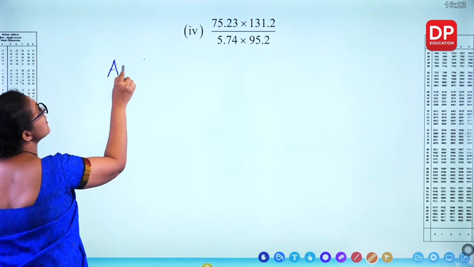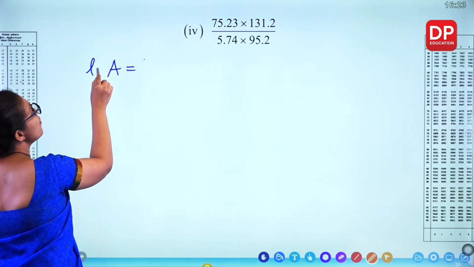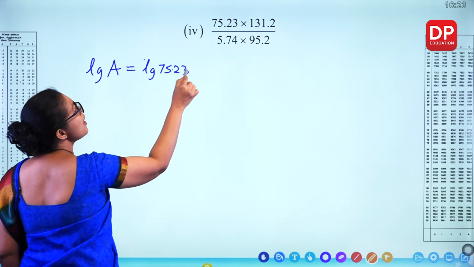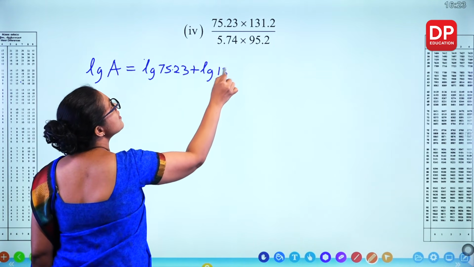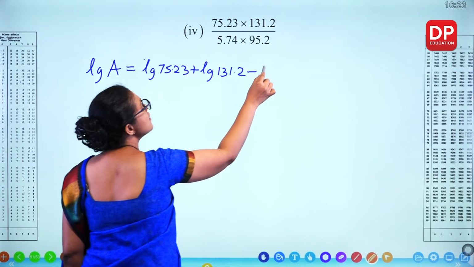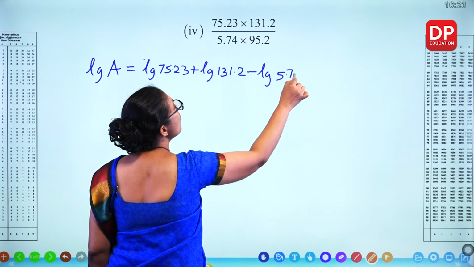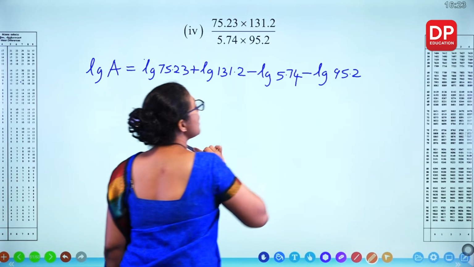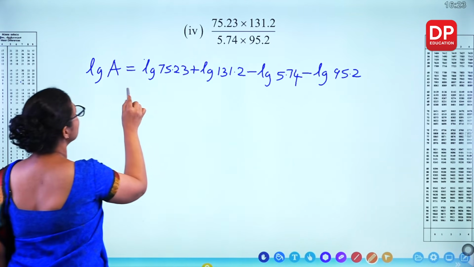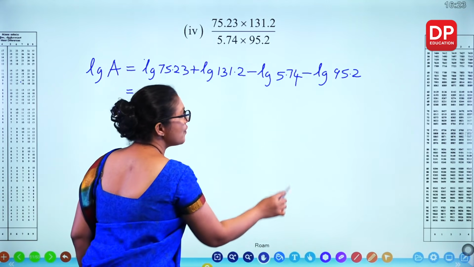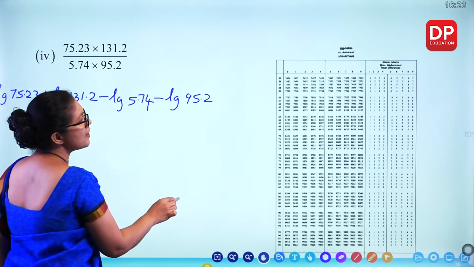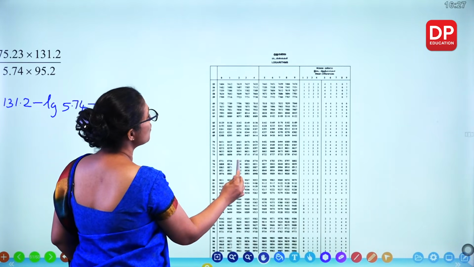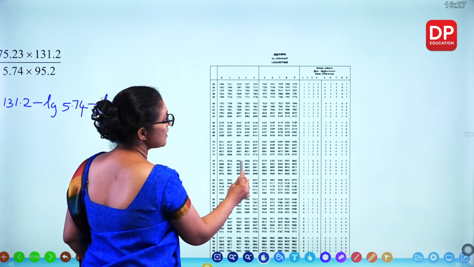We'll take this one. Same thing again. Take A as this number and take log both sides. Log A is equal to log 75.23 plus log 131.2 minus log 5.74 minus log 95.2. Now look at log tables. 75 2 is this, 3 is 2.